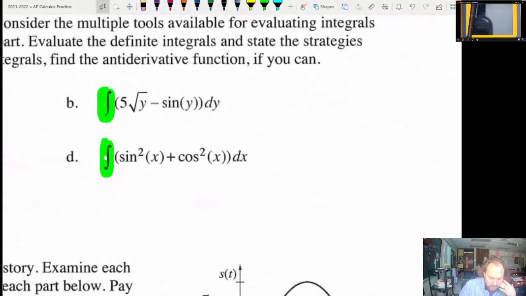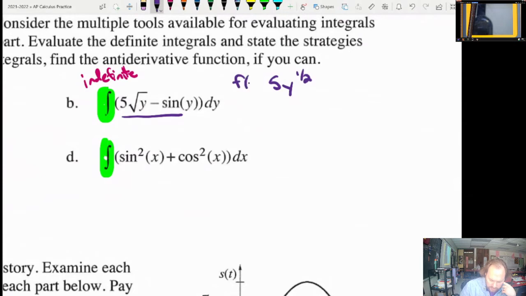For question B, we're going to have to take the antiderivative here. This is an indefinite integral because of the lack of any sort of numbers on the top and the bottom of this thing. So we're just going to take the general antiderivative and put a plus c after it. That's going to be pretty tough to do. It might be better or helpful to first of all write this as 5 times y to the 1/2 power.